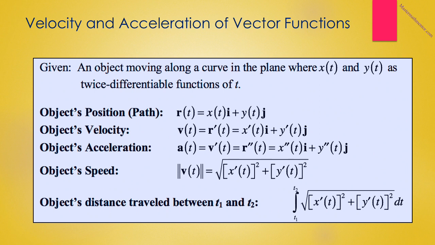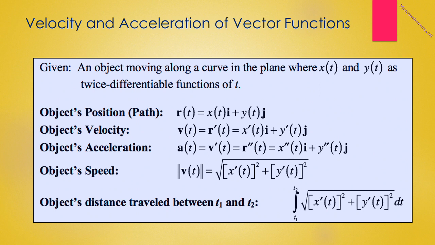We describe the object's position or path at any time t as r of t, which is x of t i plus y of t j. Therefore, its velocity is v of t, which is r prime of t, which is x prime of t i plus y prime of t j. We talk about the object's acceleration, which is a vector a of t, which is v prime of t, which is r double prime of t, which is x double prime of t i plus y double prime of t j.